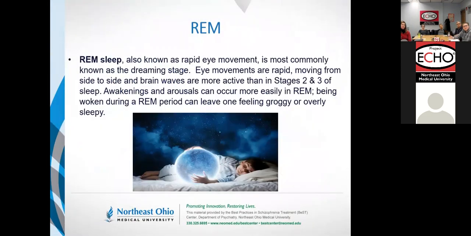So finally, REM sleep, known as rapid eye movement, this is what we call the dreaming stage. Eye movements are rapid, moving from side to side, and brain waves are more active than in stages 2 and 3 of the non-REM sleep. Awakenings and arousals can occur more easily in REM, and being awakened during a REM period can leave one feeling groggy or overly sleepy.